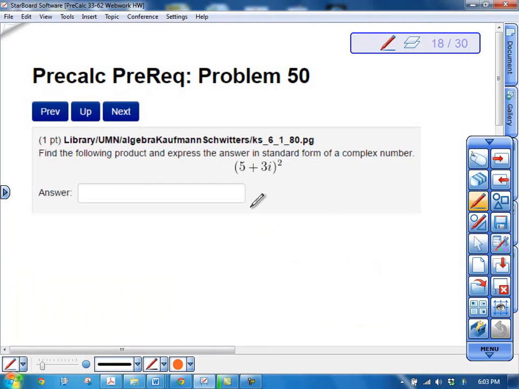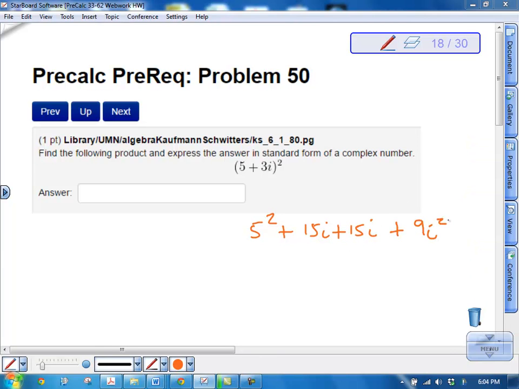Alright, we're going to do this product real quick. So 5 times 5 gives you 5 squared. In the middle, you're going to get 15i plus 15i plus 9i squared, which then we can simplify because i squared is -1. So this is -9 with 25 gives us 16 plus 30i. And that way it's in standard form a plus bi. So I'd write 16 plus 30i.